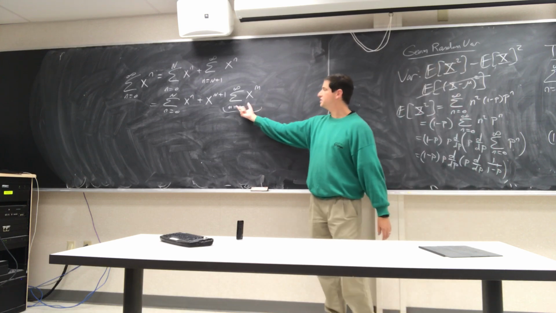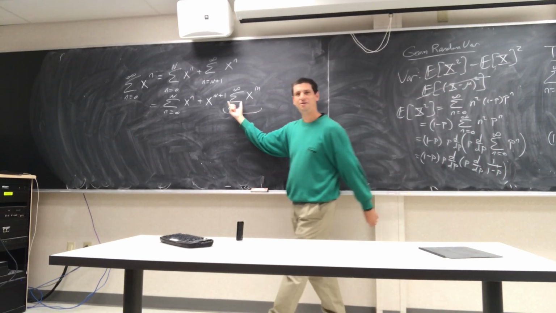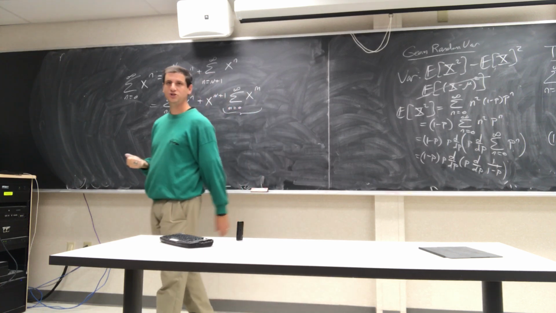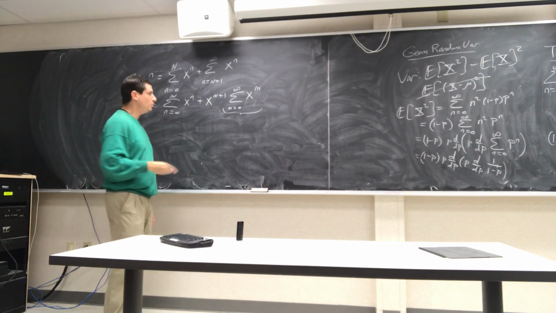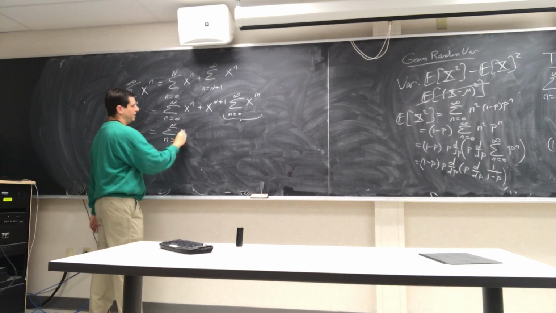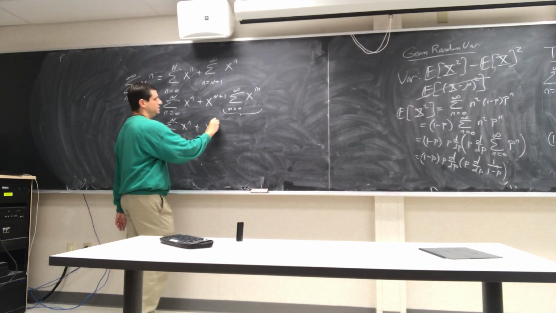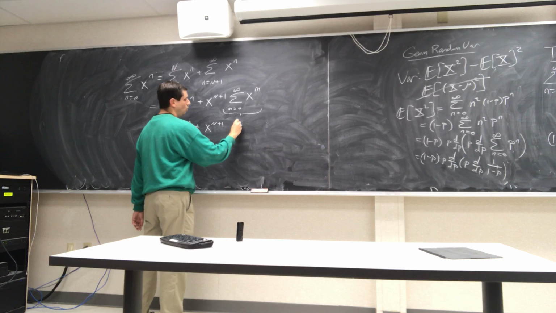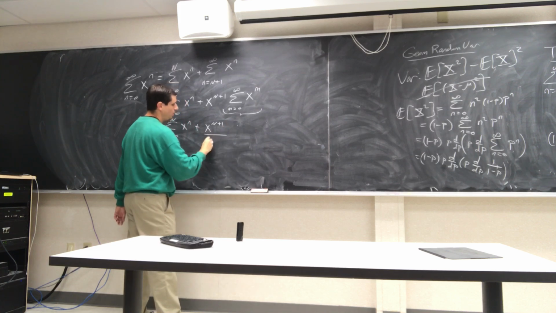No, just the sum, just this part right here. It's a geometric series with ratio x. We'll assume x is less than 1. Yeah, 1 over 1 minus x. So this is going to be the sum, n goes from 0 to N of x to the n, plus x to the N plus 1, we'll say divided by 1 minus x.